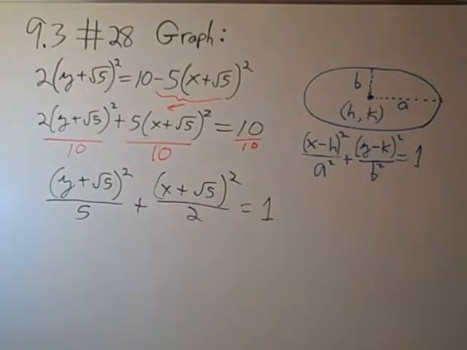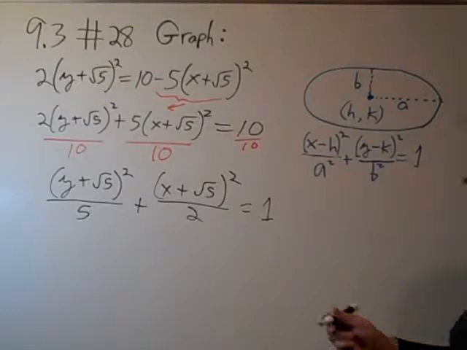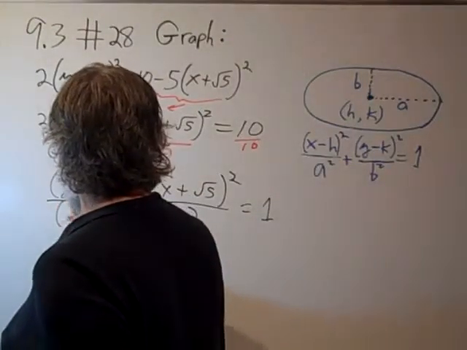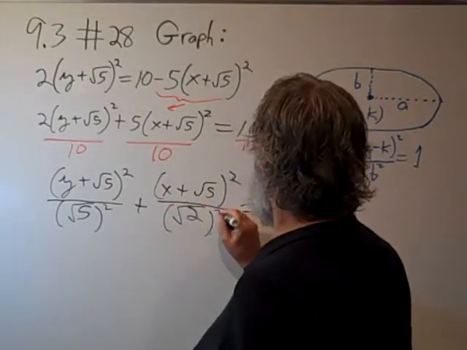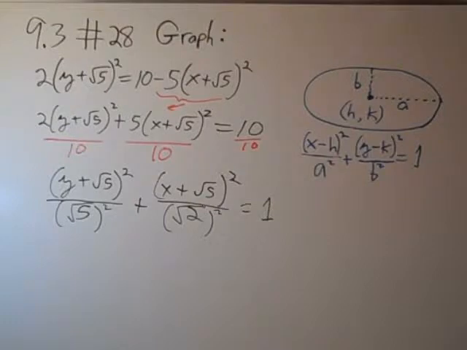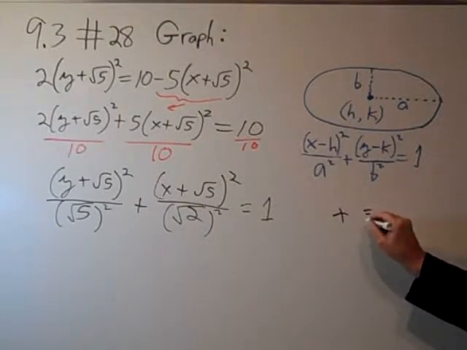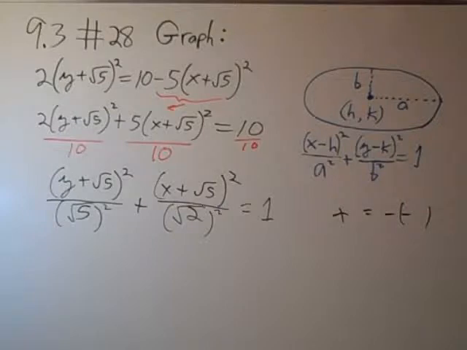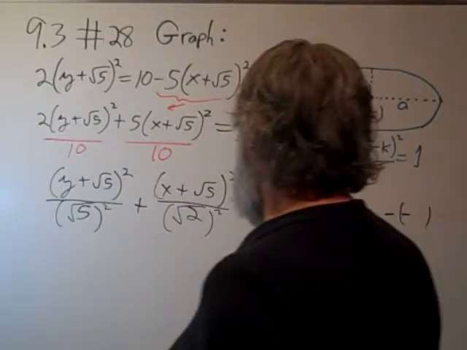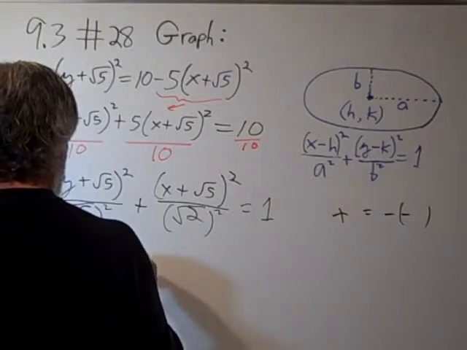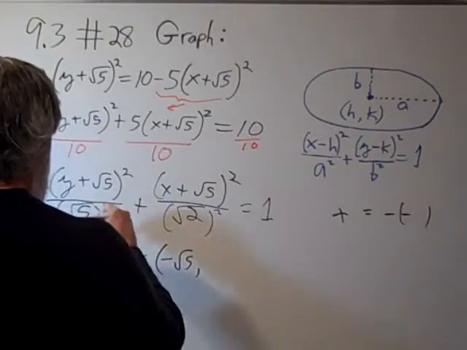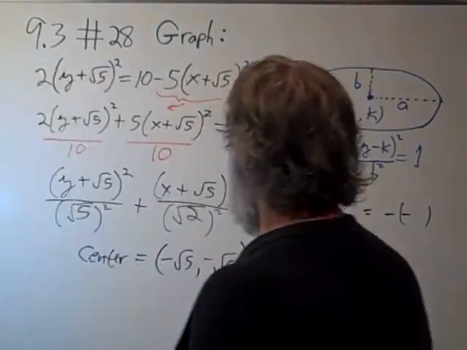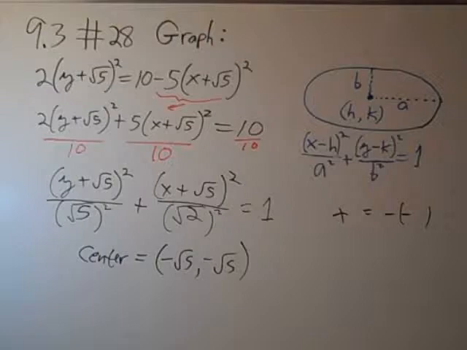So now we're almost in standard form, but the denominators aren't squared, so we can write 5 as the square root of 5 squared, and we can write 2 as the square root of 2 squared. The plus is equal to minus a minus, so the center of this ellipse is x is equal to negative square root of 5, and y is equal to negative square root of 5. I just noticed my x and y terms are kind of reversed.